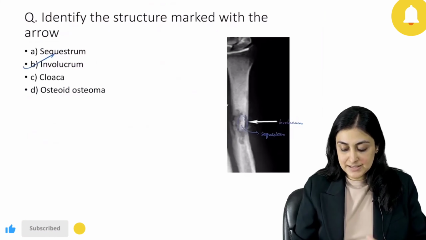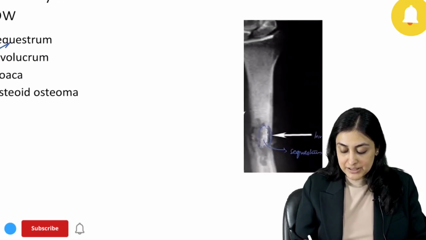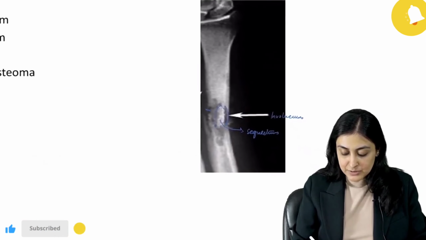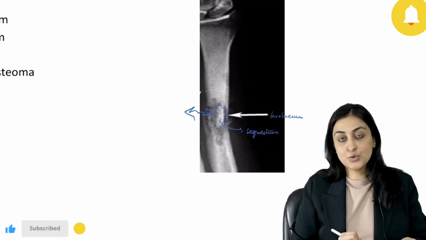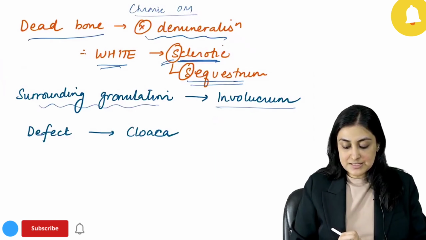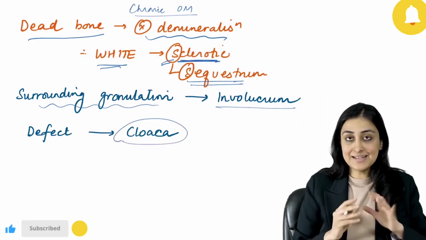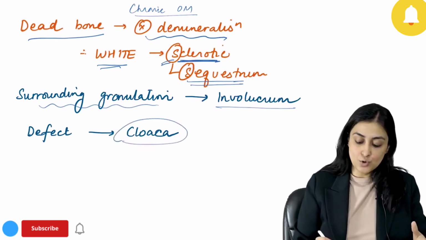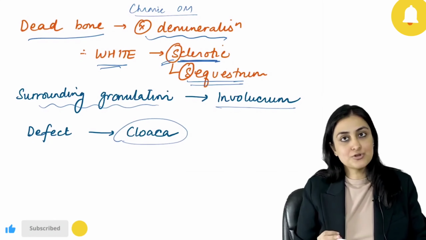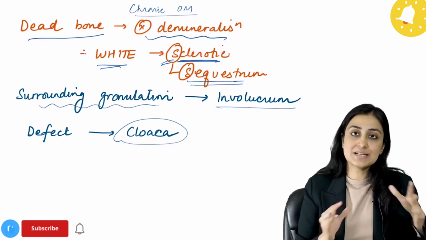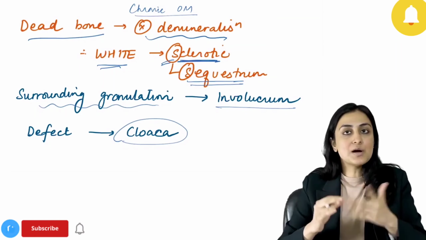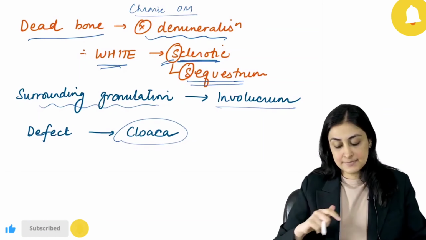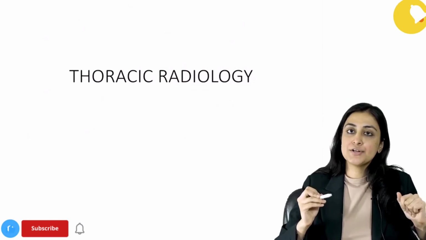Now all of this pus in osteomyelitis is going to become too much, and a lot of times there's going to be this cloaca, this defect through which the pus comes out. So this is what we will see as cloaca, and then there will be a draining sinus. All of these are features of chronic osteomyelitis. Remember, central sclerotic sequestrum, involucrum, cloaca is the hole through which it comes out, and then you have a draining sinus. So this is all about musculoskeletal radiology.